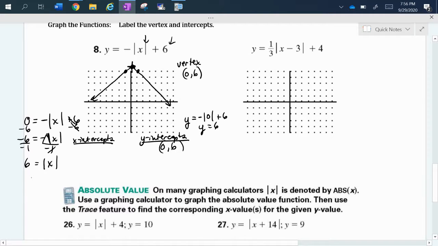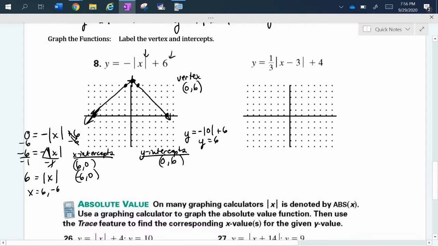So if the absolute value of x is equal to 6, that means x is either 6 or negative 6. So I have two x-intercepts, (6, 0) and (negative 6, 0). So I'm going to go over to my graph and make sure I have those points. 1, 2, 3, 4, 5, 6, so (6, 0). 1, 2, 3, 4, 5, 6, negative 6, 0 there. So I found the vertex, the x-intercepts and the y-intercepts, and I drew my graph. So we're going to do one more.